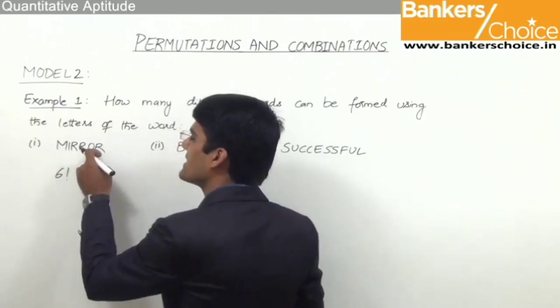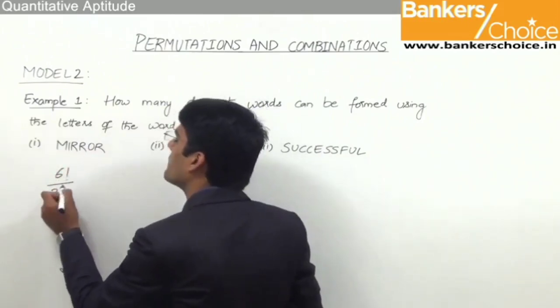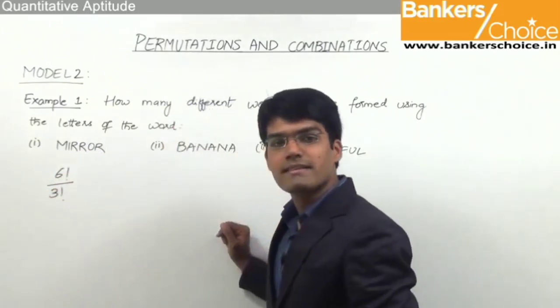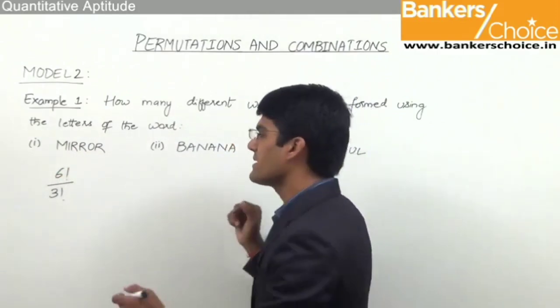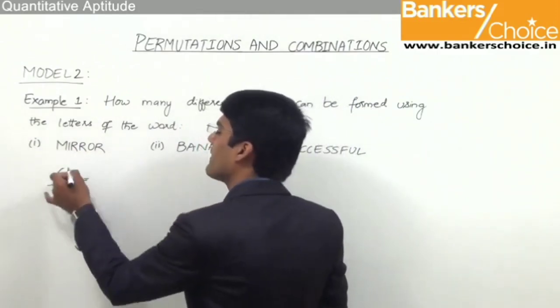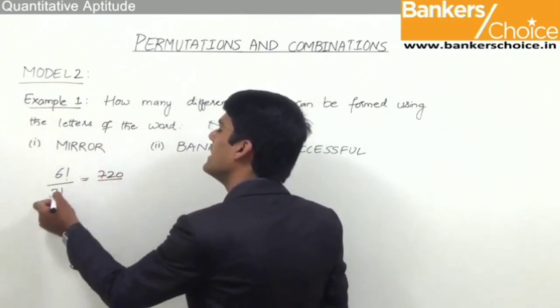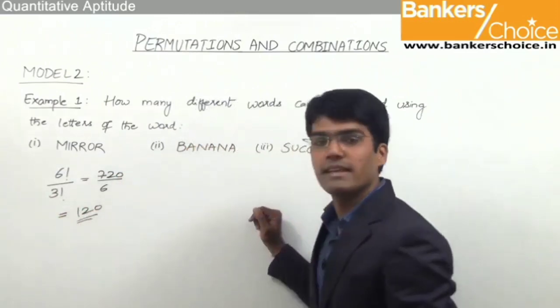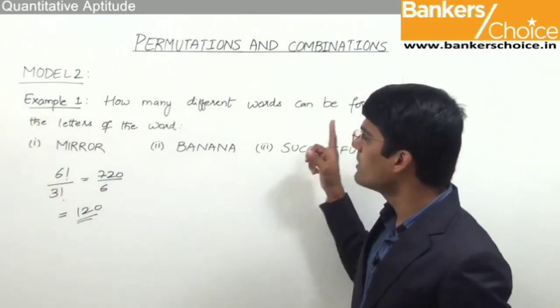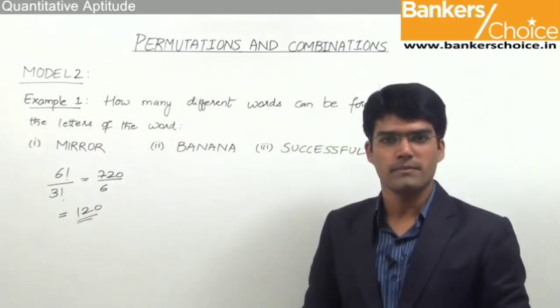Why? Because in total there are 6 letters, divided by 3 factorial. Why? Because the letter R appears thrice. And since M, I and O are unique, we need not worry about them. So the answer can be taken as 6 factorial by 3 factorial. That is 720 divided by 3 factorial, which is 6, and 720 by 6 is equal to 120. So we can say 120 different words can be formed by using the letters of the word mirror.